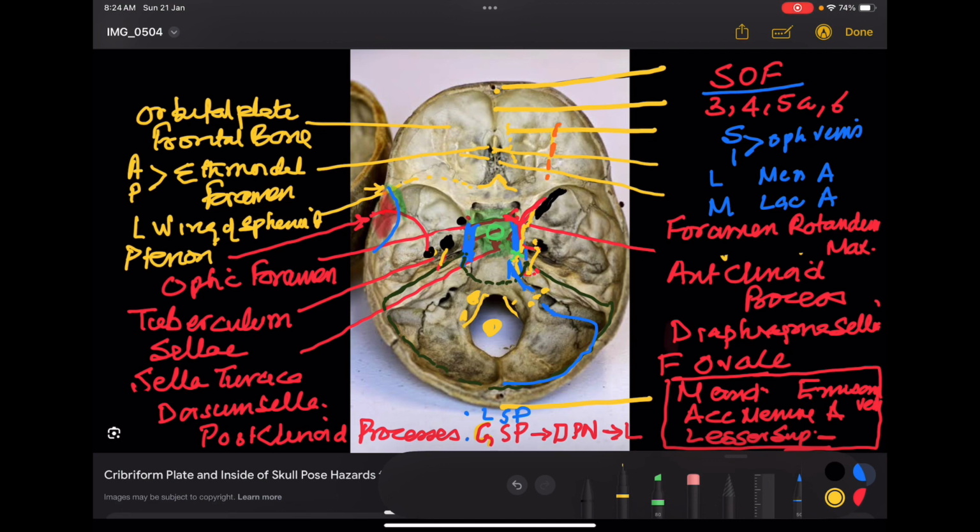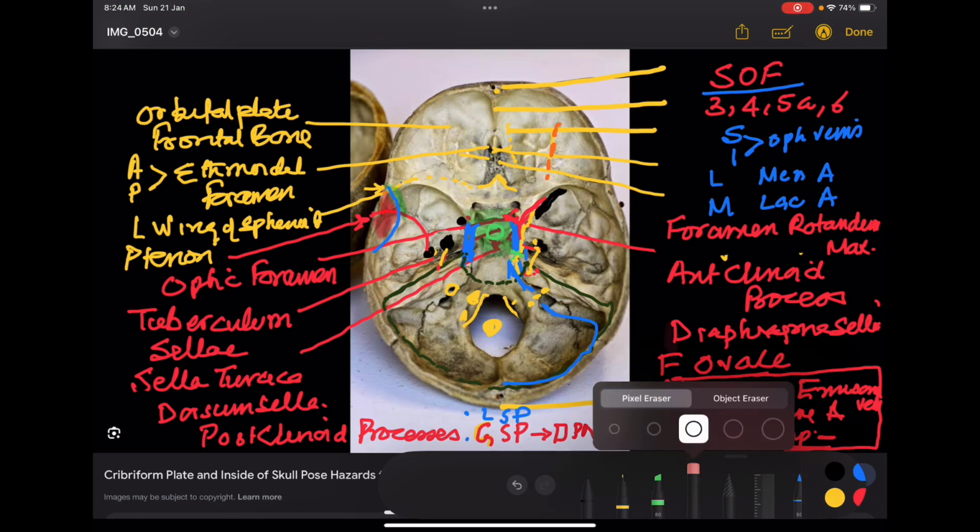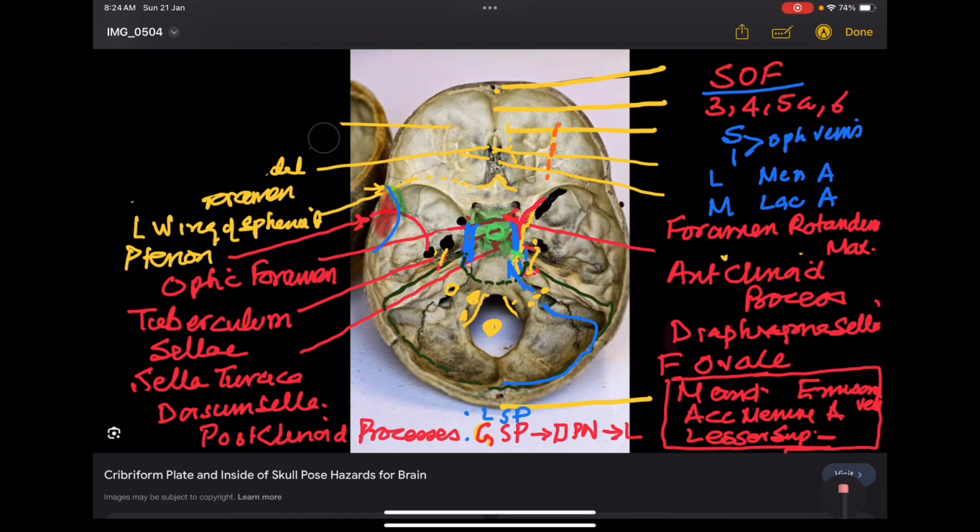So these are the structures that you see in the posterior cranial fossa, and finally you see an internal acoustic meatus here, and in this internal acoustic meatus, the structures that pass through are the seventh nerve.